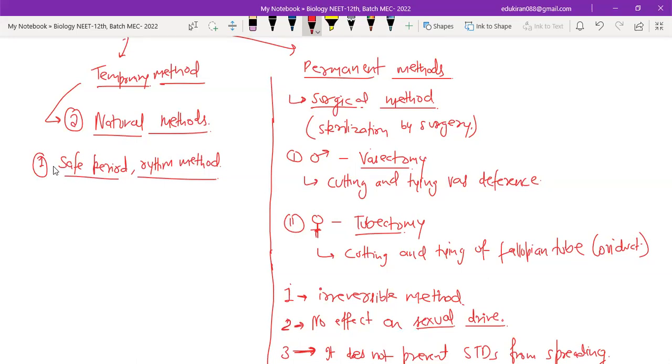After the 14th day is the riskiest period, because on the 14th day ovulation happens, and after that, on days 15, 16, 17, 18, 19, 20, the ovum is present in the system. So you just need sperm to reach there and fertilize the ovum. So that is the riskiest period.